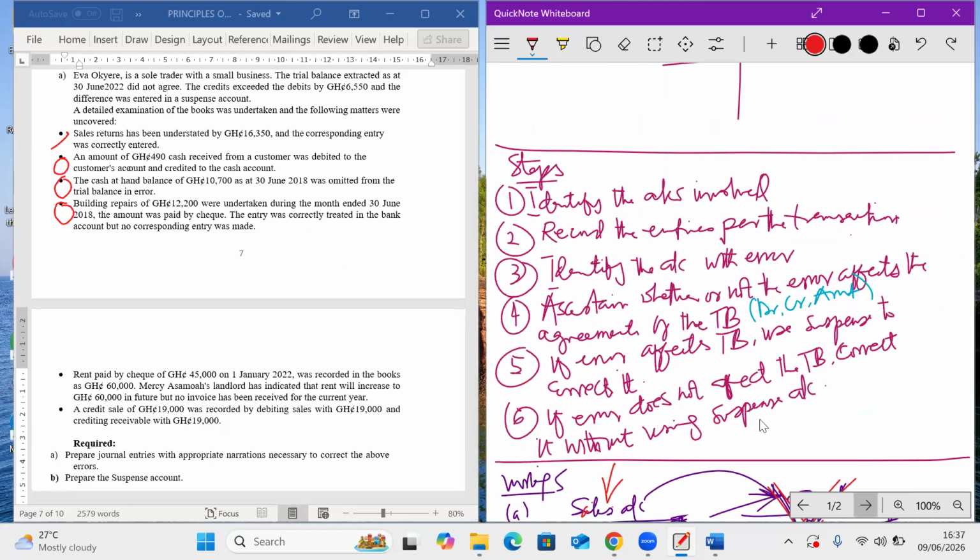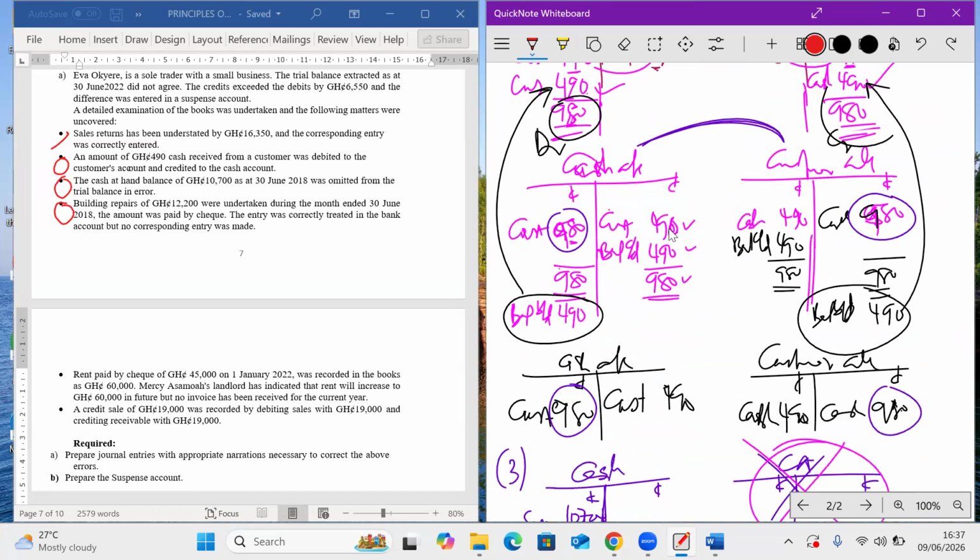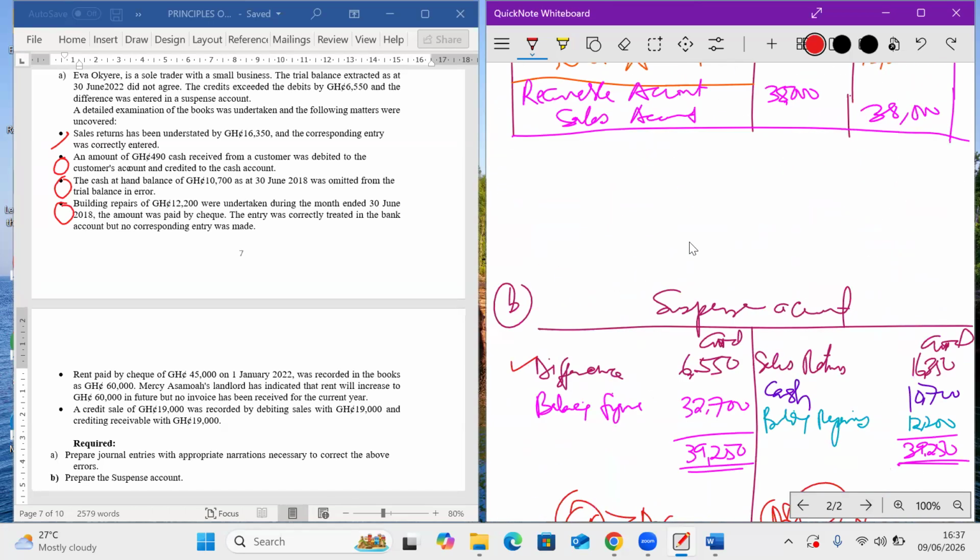One balanced; there was no balancing figure for the first one. But the second one, we had a balancing figure, 32,700. You write balancing figure, 32,700, then you close it off. Always ensure the figures here are the same. That means you are balancing your work. Okay, class, we'll end here and practice more.